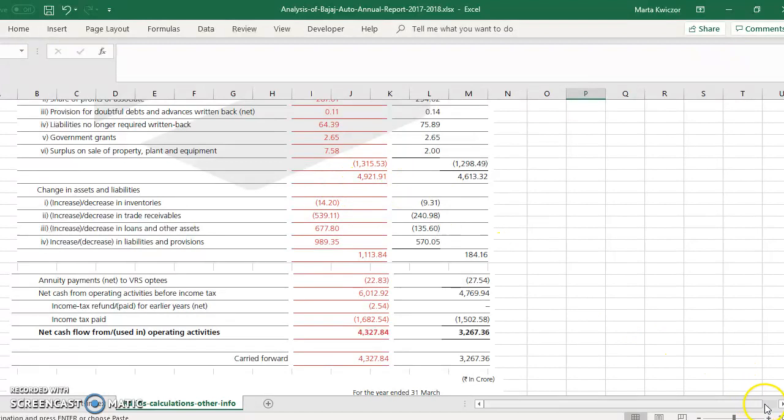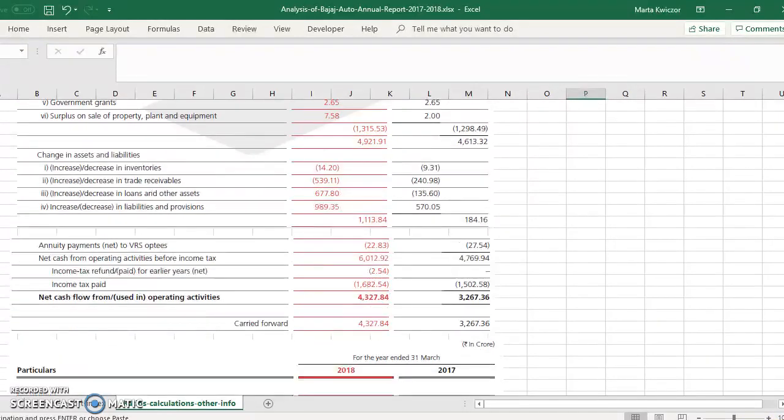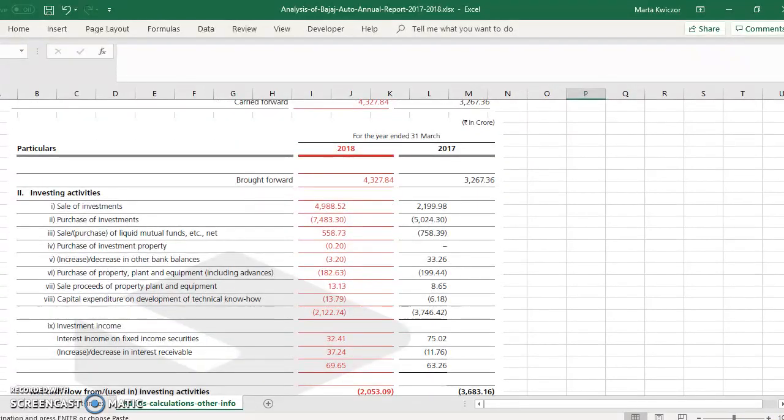Okay. Now, after this comes the cash flow from investing activities. Over here, the most important thing is the purchase of plant, property and equipment. Now, look at this. This is a phenomenal number. So, any business where they have huge property and plant and equipment.